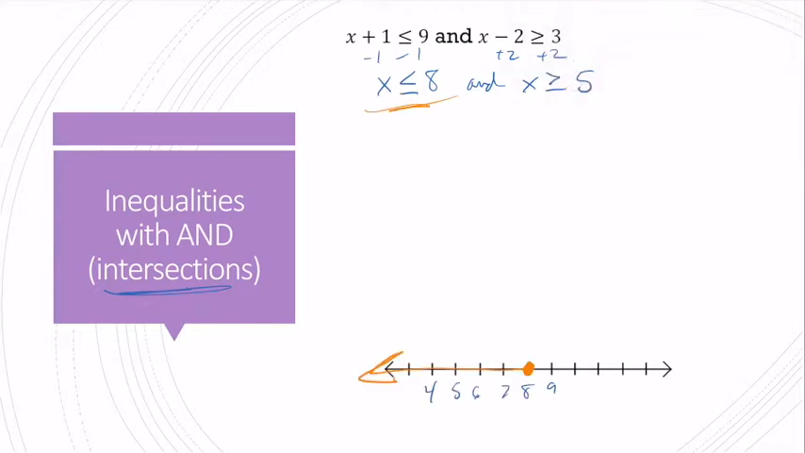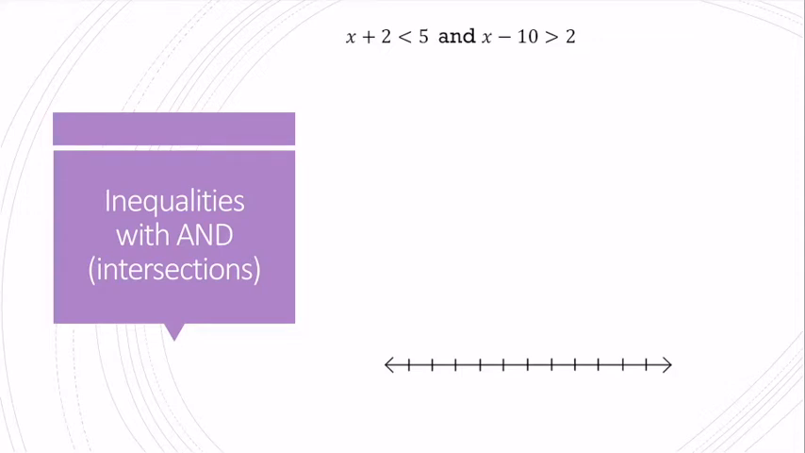Next, if I graph x is greater than or equal to 5, I know 5 is included in my solution set. And then I graph everything where x is greater than 5, which would be like 6 and 7. So I'm going to shade to the right. Now, I'm only looking where these two intersect, where they overlap, right? Where they overlap is between 5 and 8. So this would be the solution to our given set of inequalities.